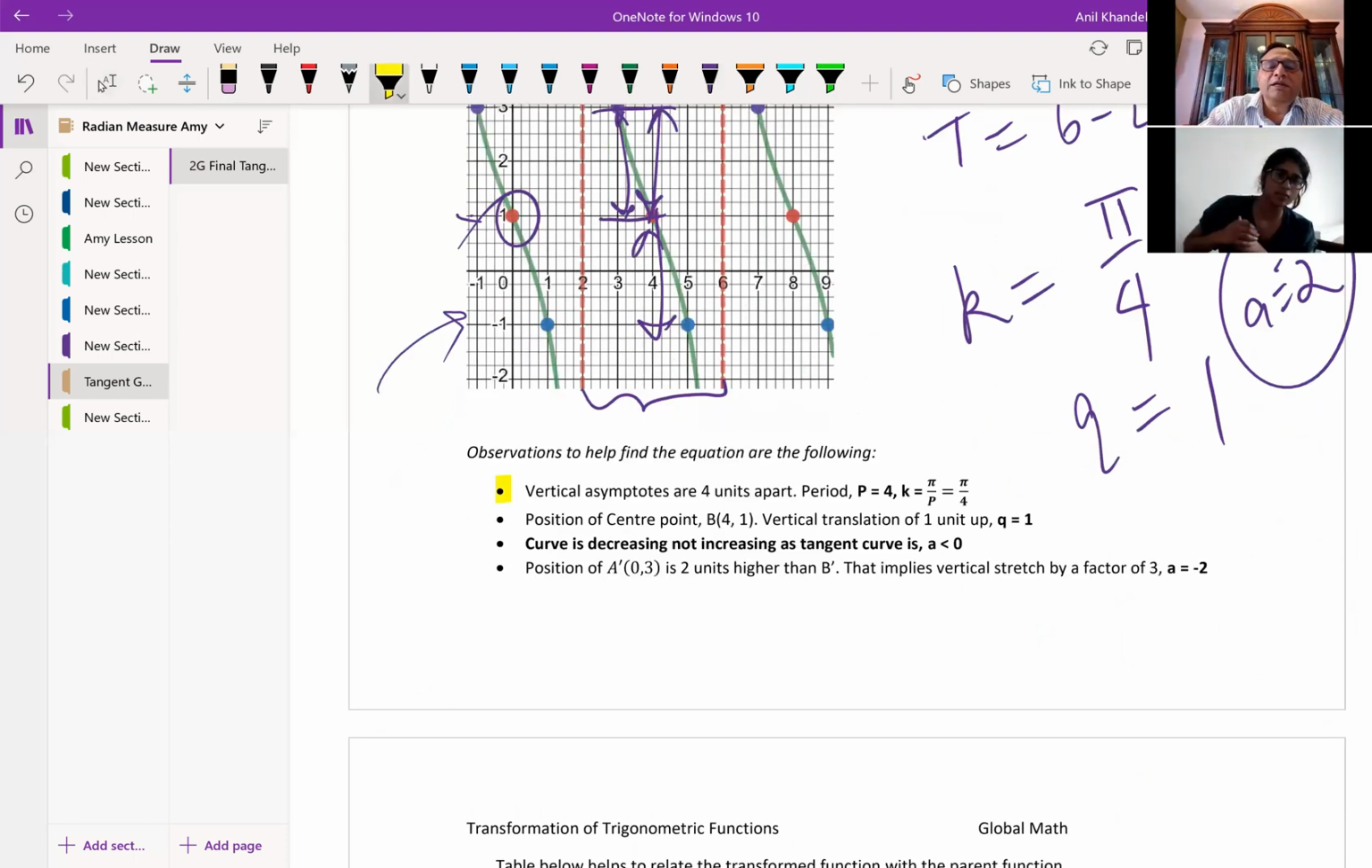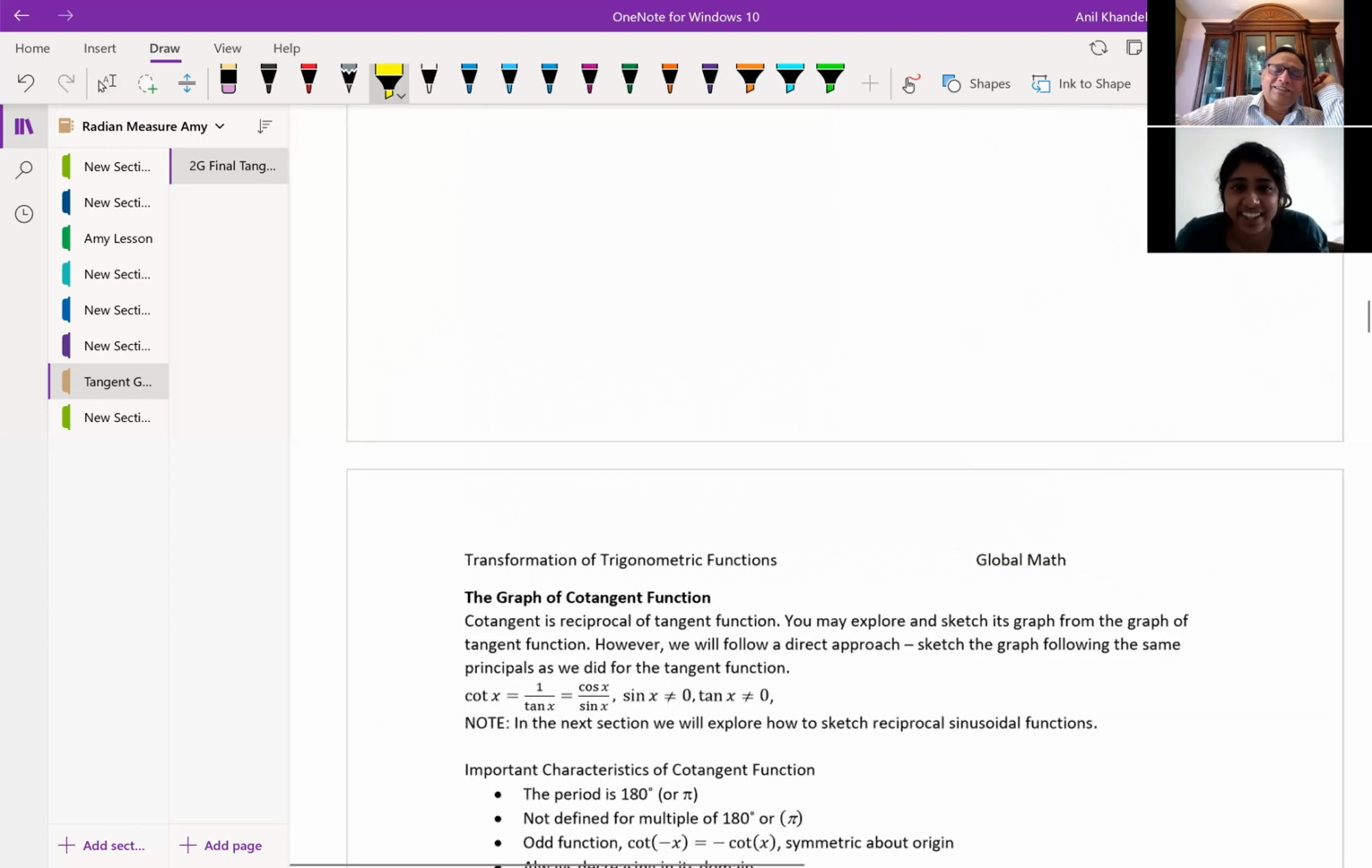So the vertical asymptotes are 4 units apart, so the k value is pi by 4, correct? The y-intercept is at 1, and therefore q is 1, correct? The curve is decreasing, not increasing. Therefore, a is less than 0. And we found that the difference is 2. Since a is less than 0, it has to be minus 2. Can you please read this and understand? Do you have any doubts? I don't have any doubts. Should I read it again? No, it's actually really clear in my head.